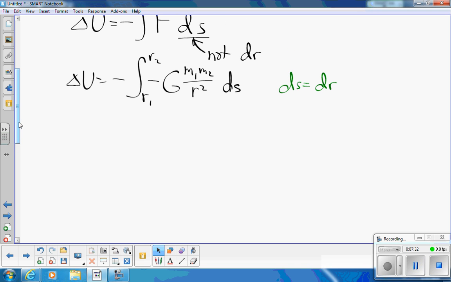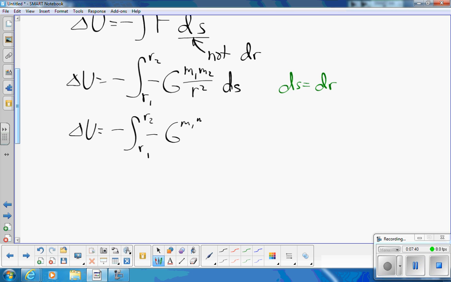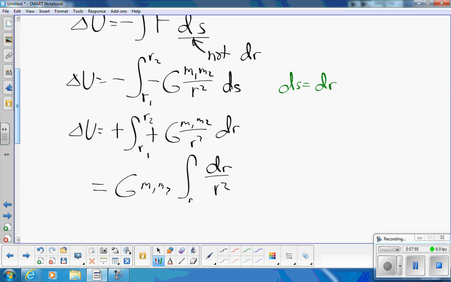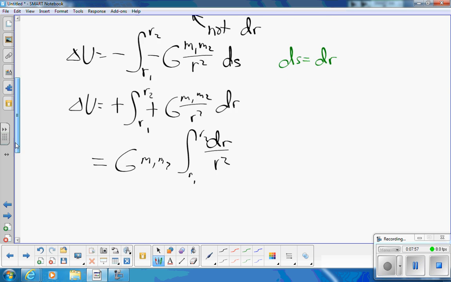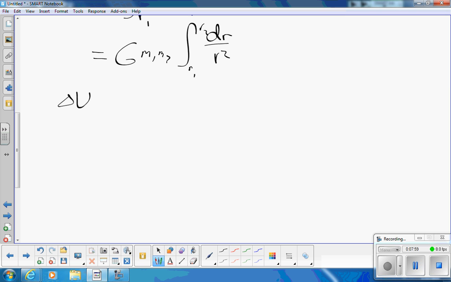Okay, so at this point, I think we're ready to do the integral, which is fairly straightforward. r1 to r2 of negative G m1 m2 over r squared. And this is now dr for arguments stated above. Okay, I've got two minuses. They go bye-bye. Let's pull out the constants, G m1 m2. We're integrating dr over r squared from r1 to r2. This is G m1 m2.